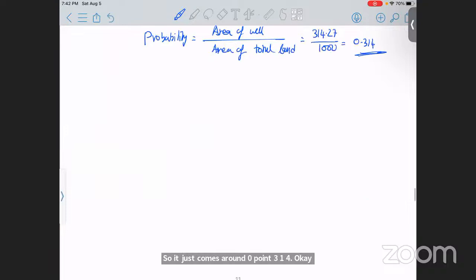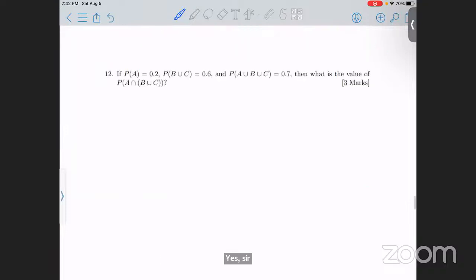Yes, sir. Coming to the 12th question. Look at this question, this is a very easy question. Just see, then tell me how you can solve this question. We'll take B union C as a variable D. P of D will be 0.6. And apply the addition rule and the formula.